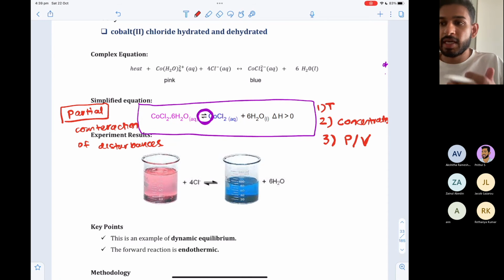Okay, so the key words that you heard there were dynamic equilibrium, disturbance, and partially counteracting the disturbance to create a new equilibrium position. Right? Those are the 4 parts of my template answer.